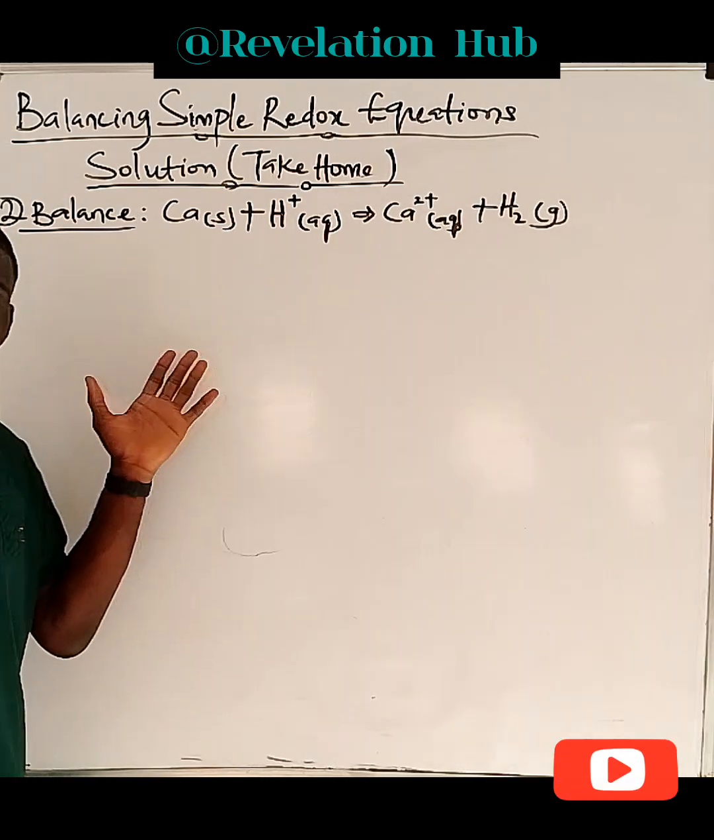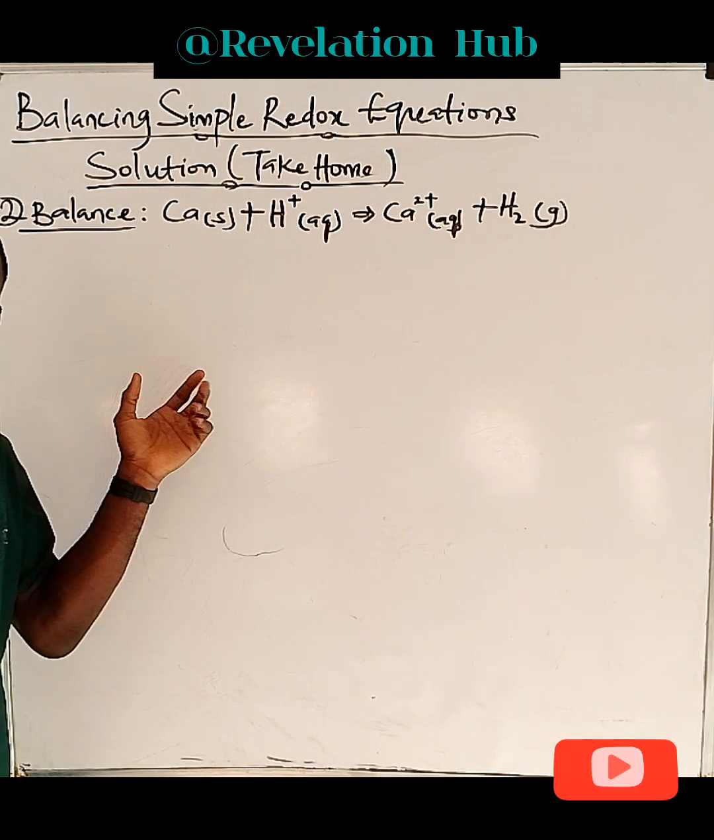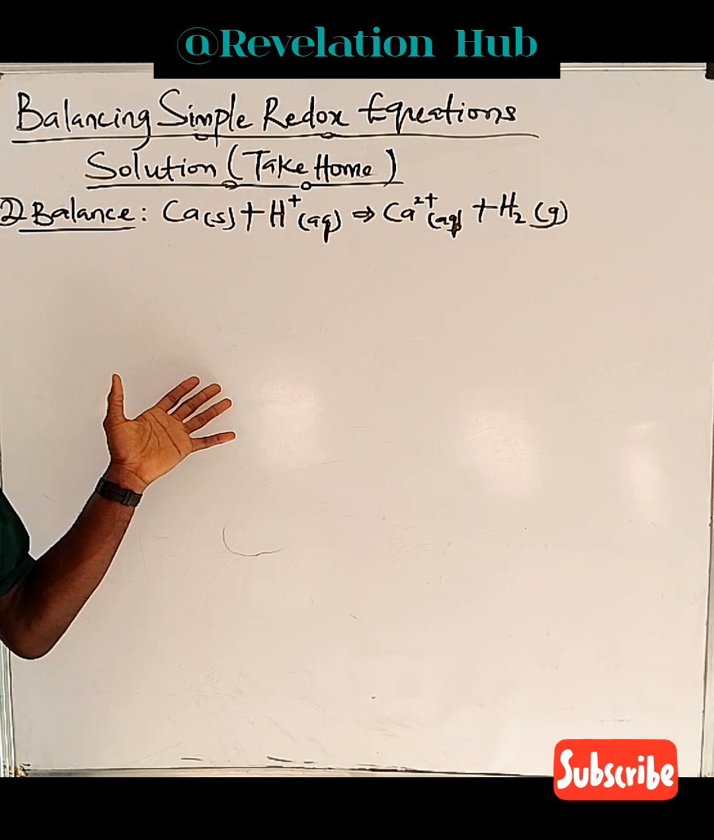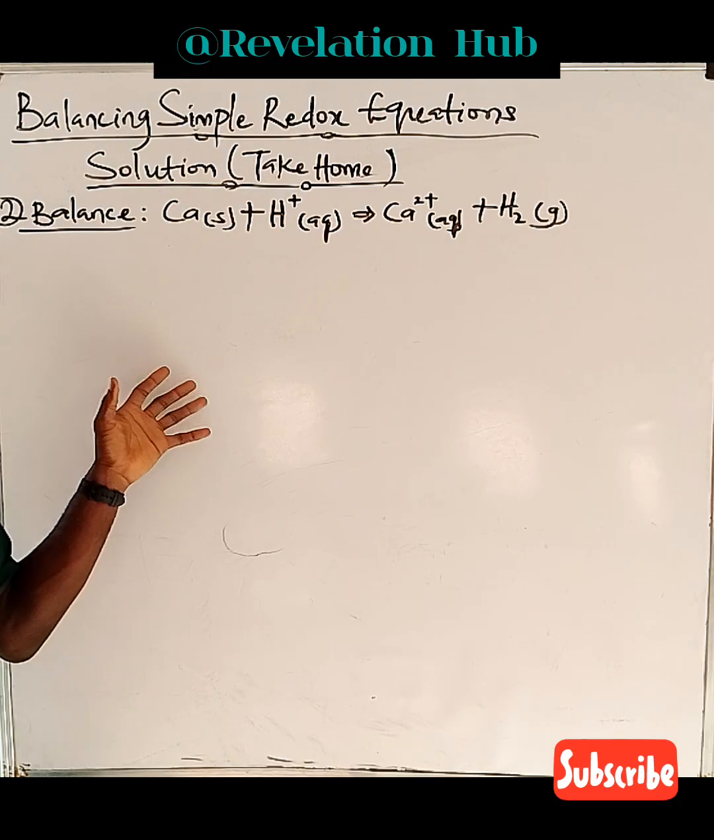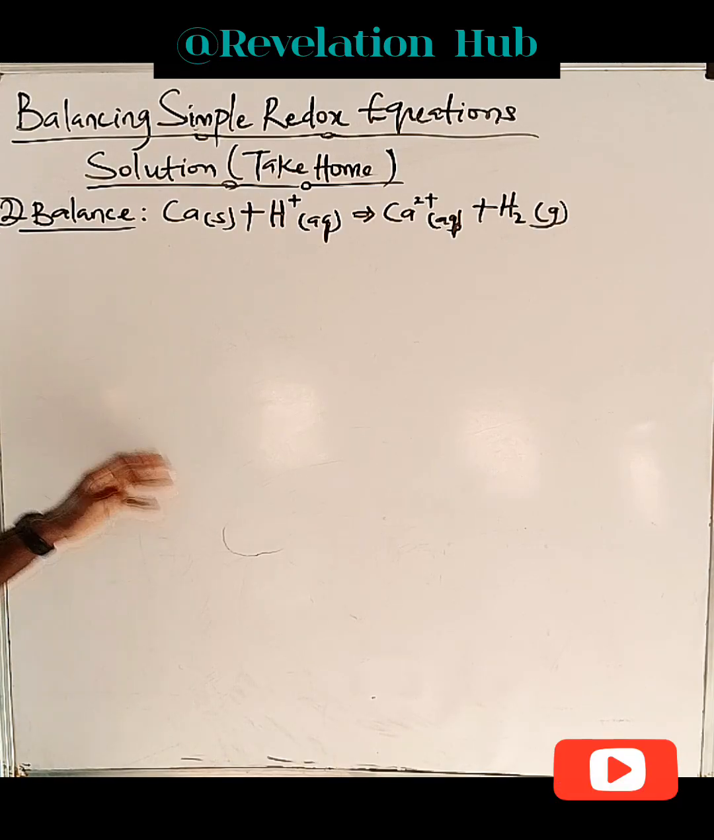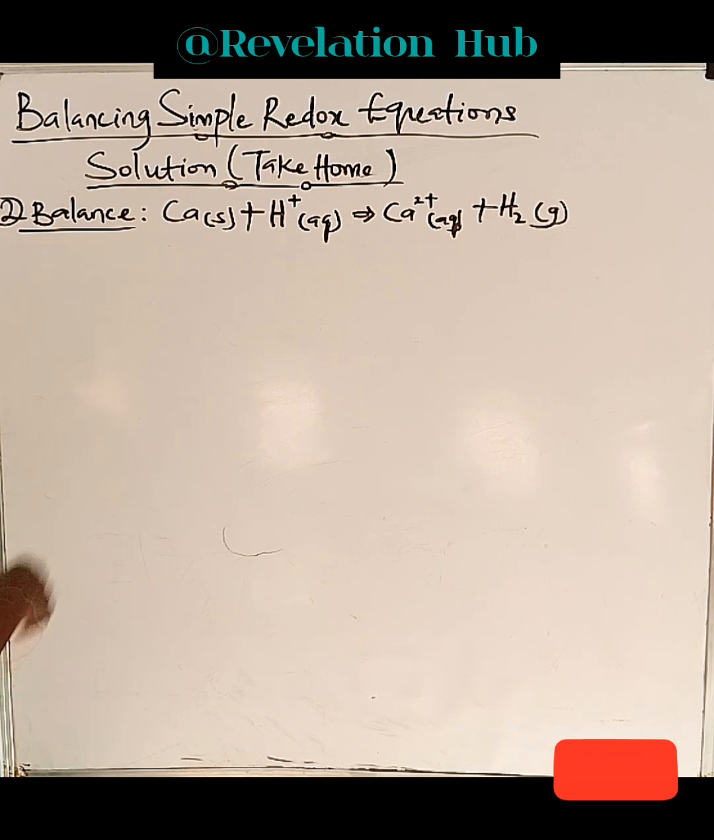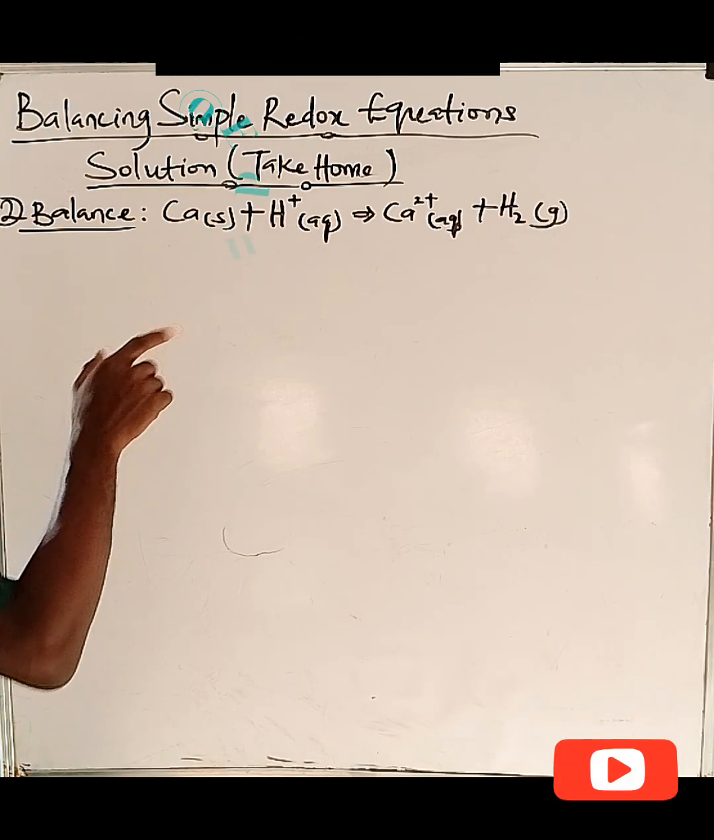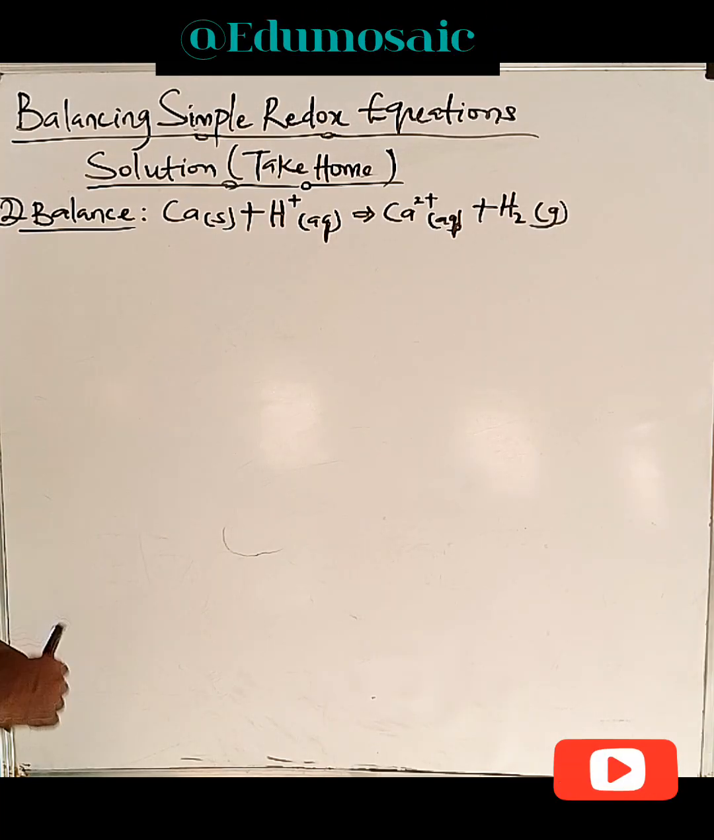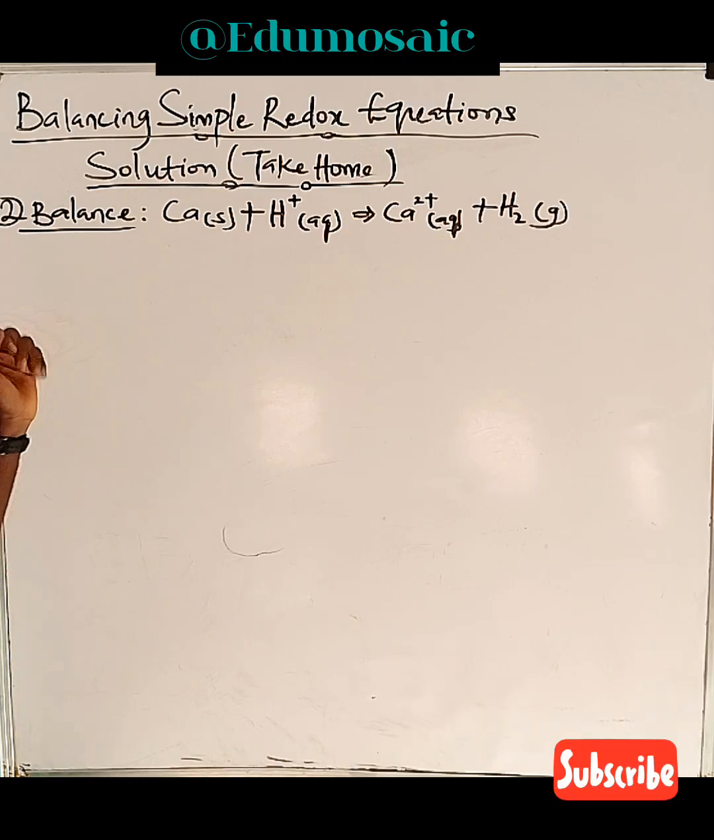For those that are seeing this very question for the first time, and you want to attempt it, you can pause this video and try it out yourself. So let's dive quickly into it. Balance calcium solid plus hydrogen aqueous as H+, both coming together to give us calcium aqueous, that's Ca2+, and H2 hydrogen gas molecule. So how do we balance this redox equation?